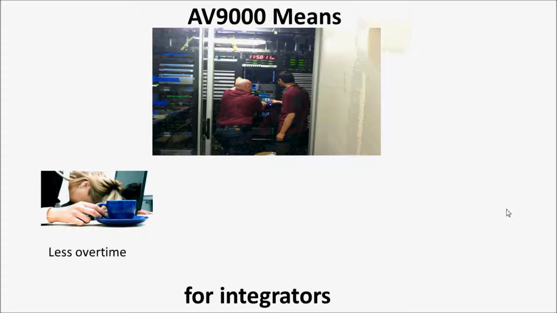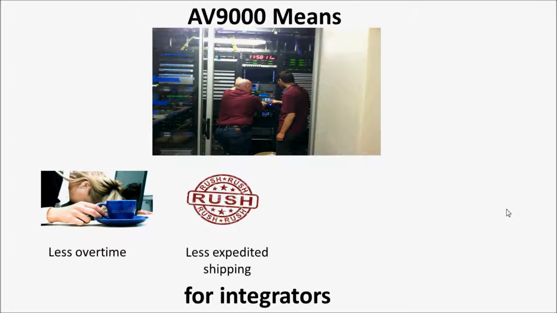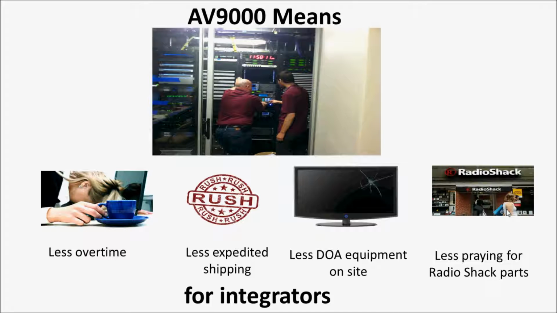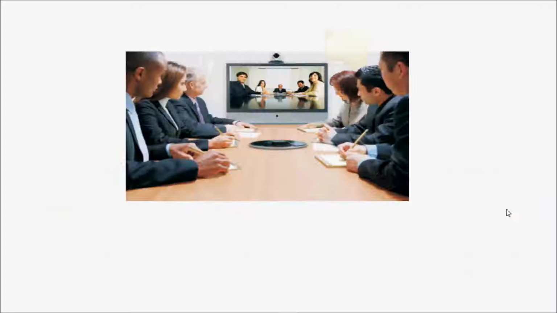It drastically cuts down the amount of overtime labor, expedited shipping costs, time wasted in the field trying to bring dead-on-arrival equipment back to life, and looking for a Radio Shack that hopefully carries that adapter you need. But what about the clients? They mostly contract a specific amount of money for a specific system. How can inserting AV 9000 into their project save them money?